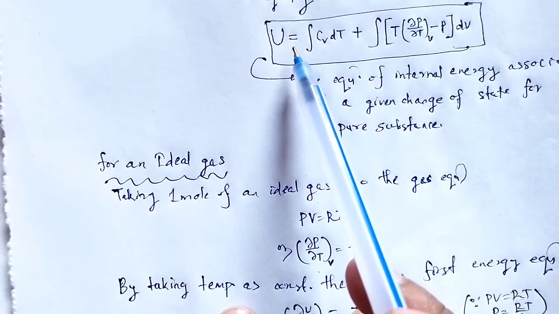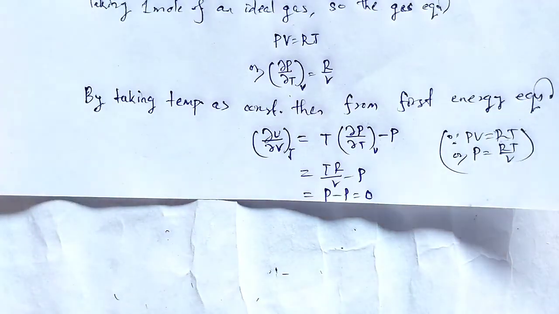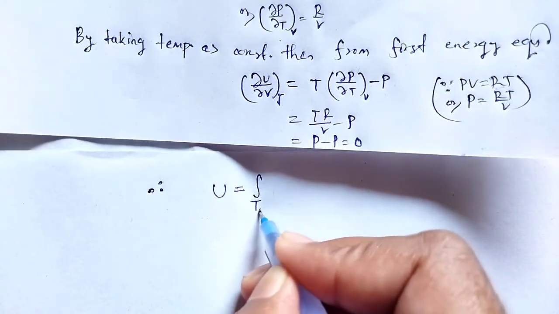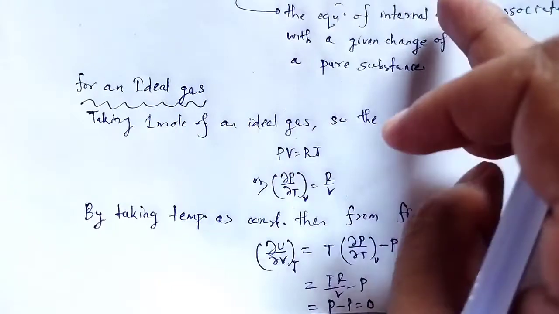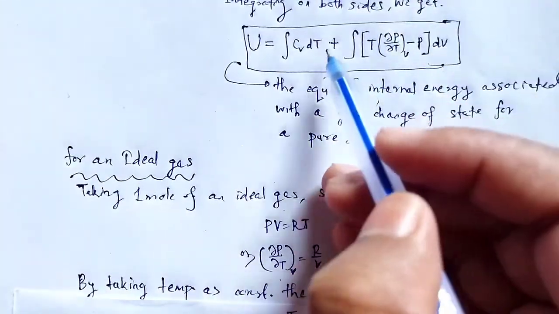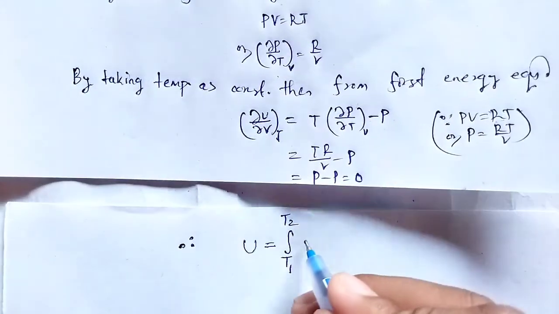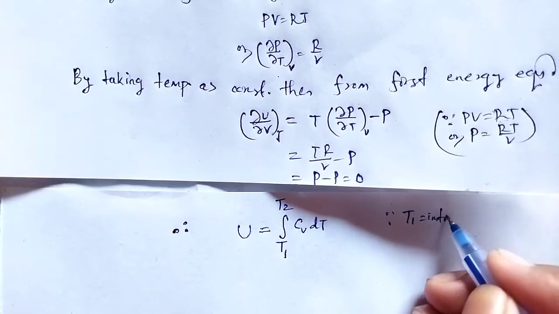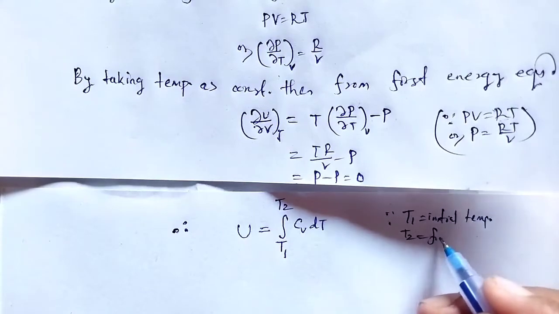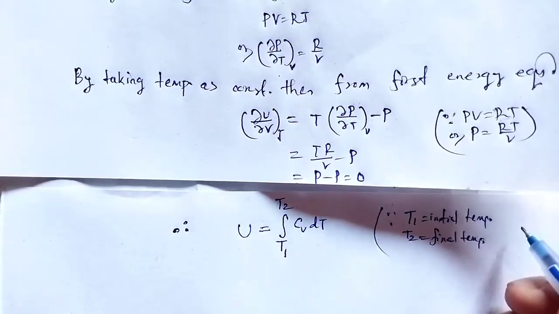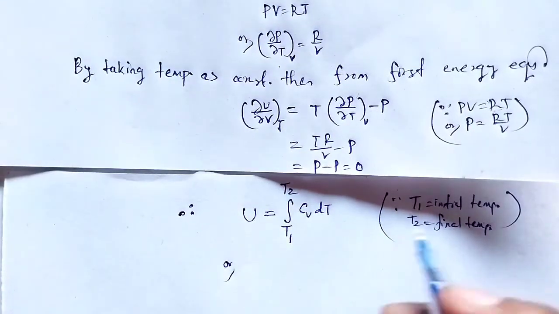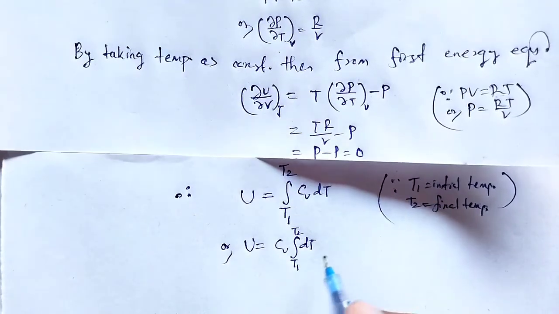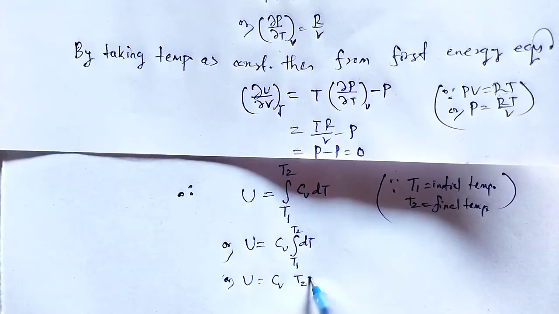Therefore, we write the internal energy U as the integral from T1 to T2 of Cv dT, where the other term will be 0 and cancels out, and only Cv dT exists. Here T1 is the initial temperature and T2 is the final temperature. So U is equal to Cv (T2 minus T1).